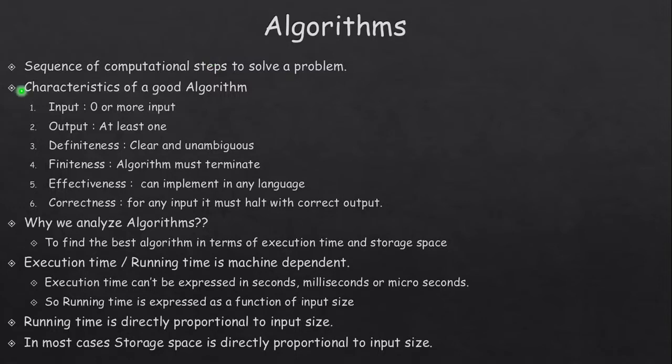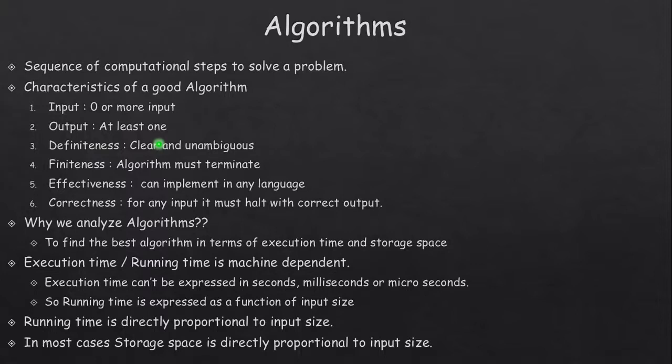So next is characteristics of a good algorithm. There are 6 characteristics. First one is input: 0 or more inputs. That means the input to the algorithm is not mandatory. Some algorithms do have input, some other algorithms don't have any input. Output: an algorithm must have at least one output. In case of input, the algorithm may not have any input, but in case of output, the algorithm must have at least one output.